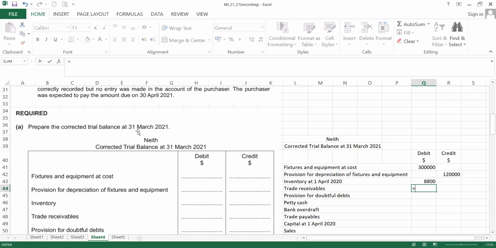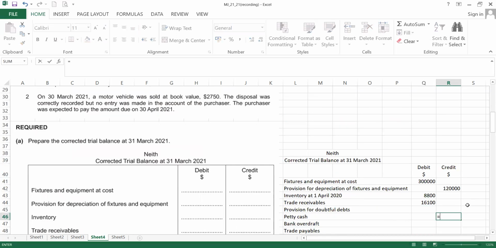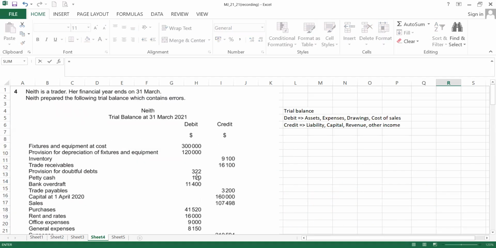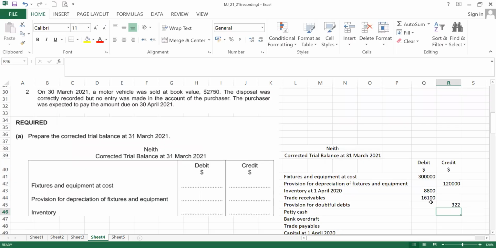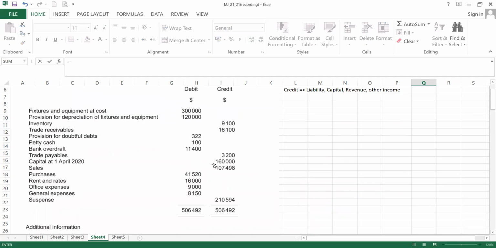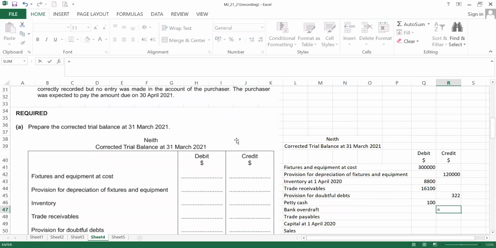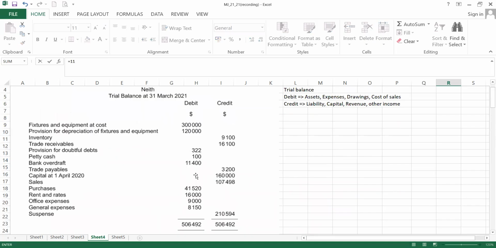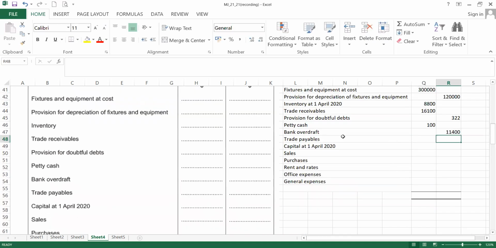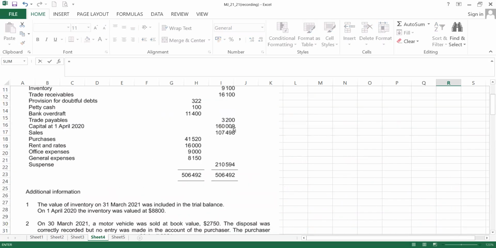Trade receivable should be on the debit side because it's an asset. Trade receivable 16100. And then the provision account is always on the credit side. So 322 should be on the credit side. And then petty cash. Petty cash is an asset, a current asset. So 100 should be debit. And bank overdraft is a liability. Liability should be credit. So this is the general idea. Trade payable is also a current liability.